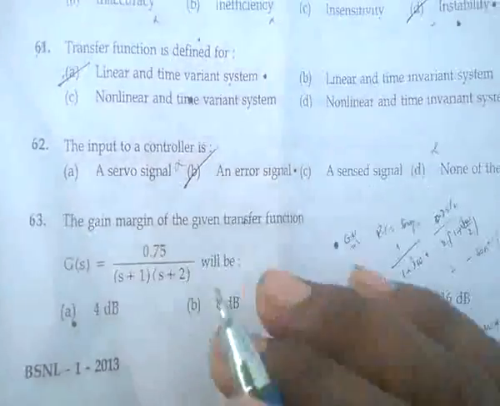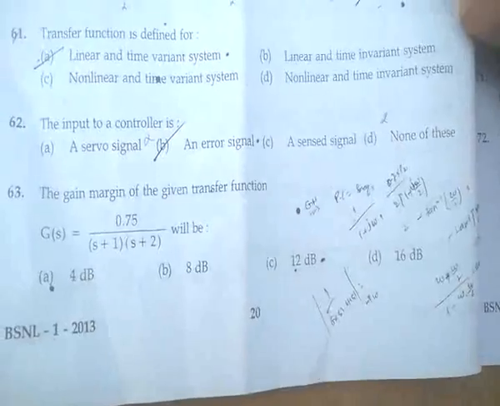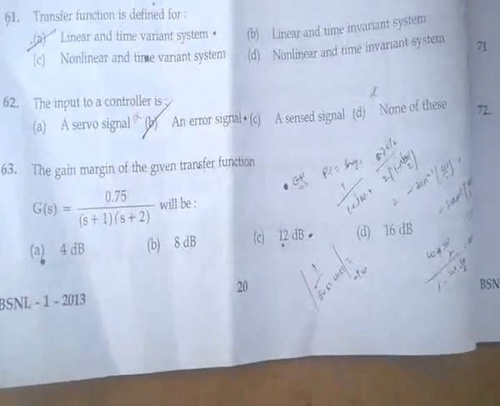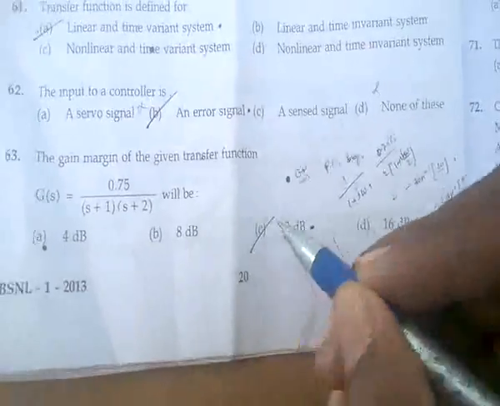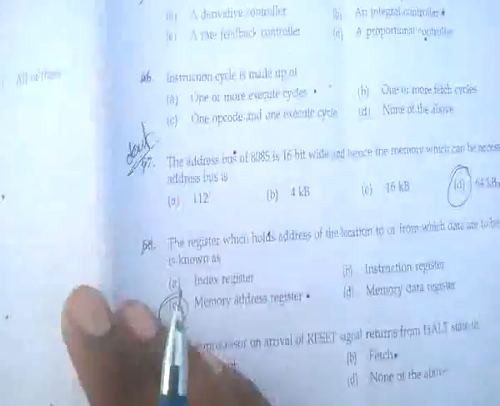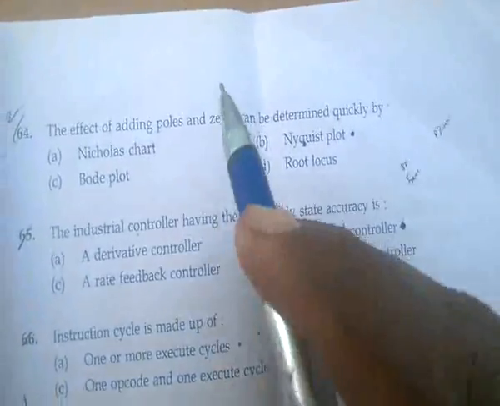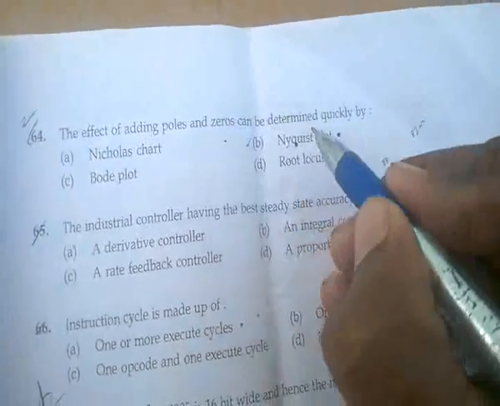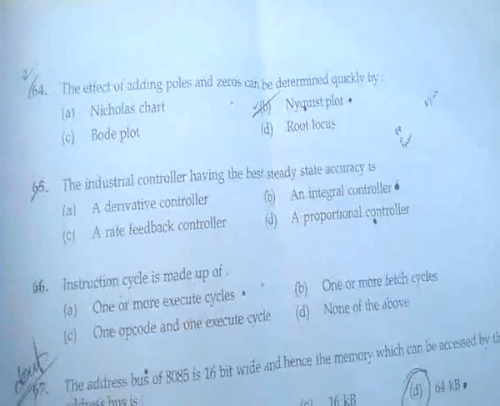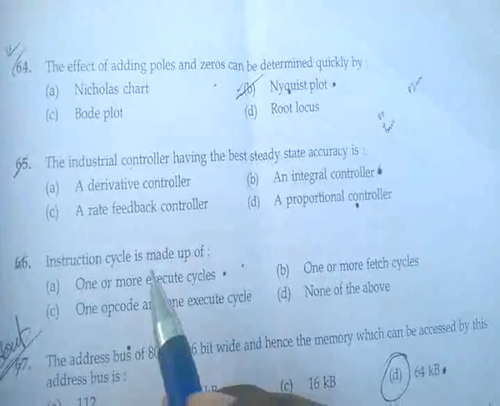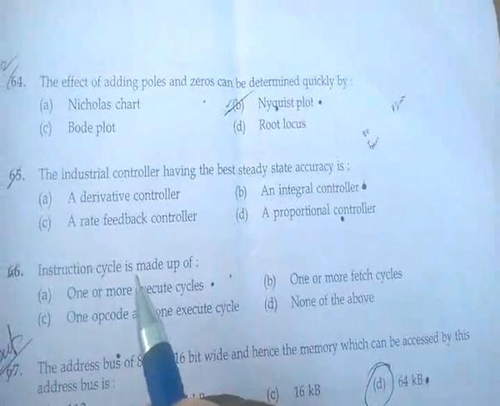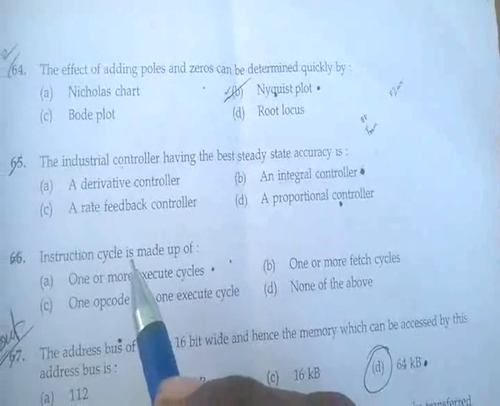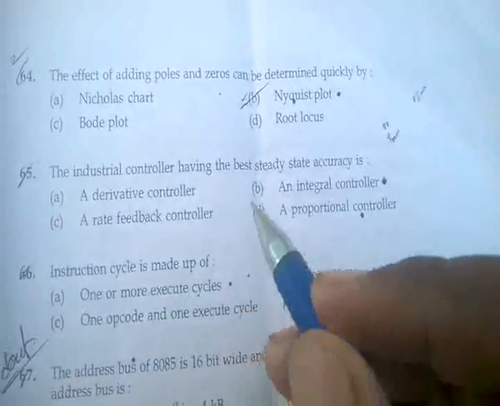The gain margin of the given transfer function. Find out the gain margin. The answer is C. The effect of adding poles and zeros can be determined easily or quickly by Nyquist plot. The industrial controller having the best steady state accuracy is nothing but an integral controller.